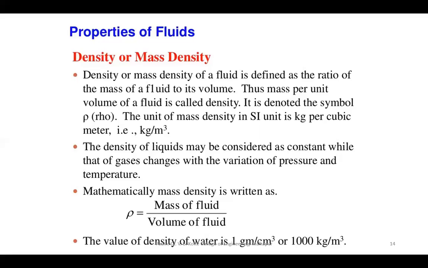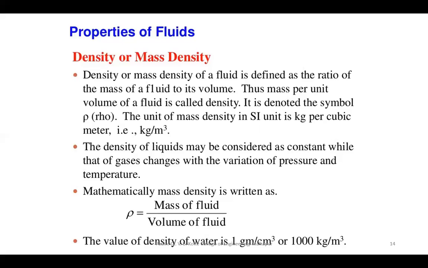आपल्याला माहित आहे मासचं युनिट काय आहे kg आणि व्हॉल्यूम काय आहे, मीटर क्यूब. So kg per meter cube. Density of a liquid may be considered constant, while that of a gas changes with the variation of pressure and temperature. Kindly note that while solving numericals, this is very important. Density of a liquid is constant, while that of gases changes with pressure and temperature.